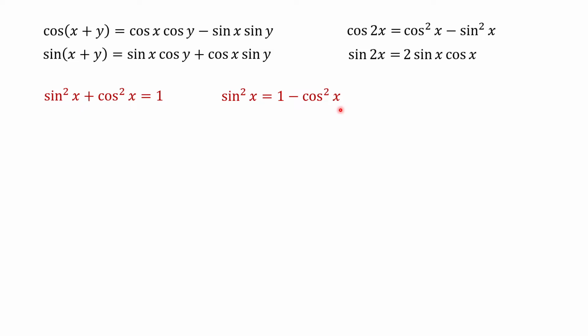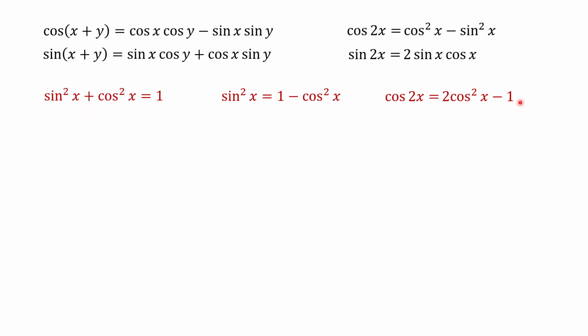The next thing we're going to do, we're going to use this expression for sine squared x in the formula for cosine of 2x. We're going to replace sine squared with 1 minus cosine squared. And if we do that, we're going to have a formula like this. Cosine 2x is 2 cosine squared x minus 1. And that's the formula we need now.